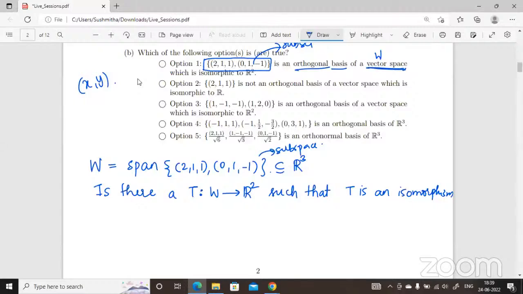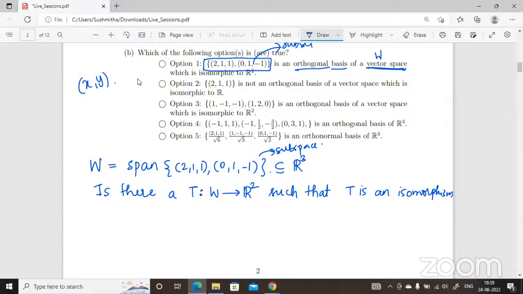Since both are linearly independent, 0 can be written as the linear combination of these, and the only possible way is when A and B are 0. So the nullity will be 0. Okay, fine.